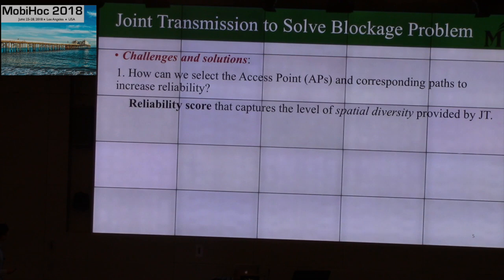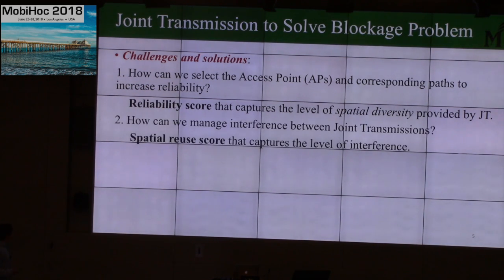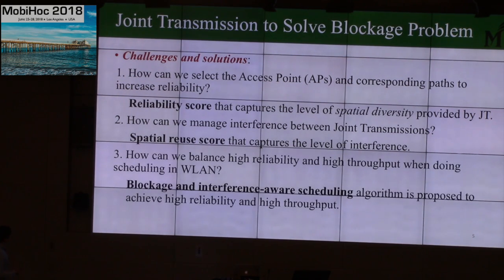To solve this problem, we figured out the reliability score, which can quantify the joint transmission. The second one is how can we manage the interference between the joint transmissions? To solve this problem, we figured out the spatial reuse score that can capture the different levels of interference without measurement. And then we take these two scores and came up with a blockage and interference aware scheduler to do the scheduling for the 60 GHz WLAN.